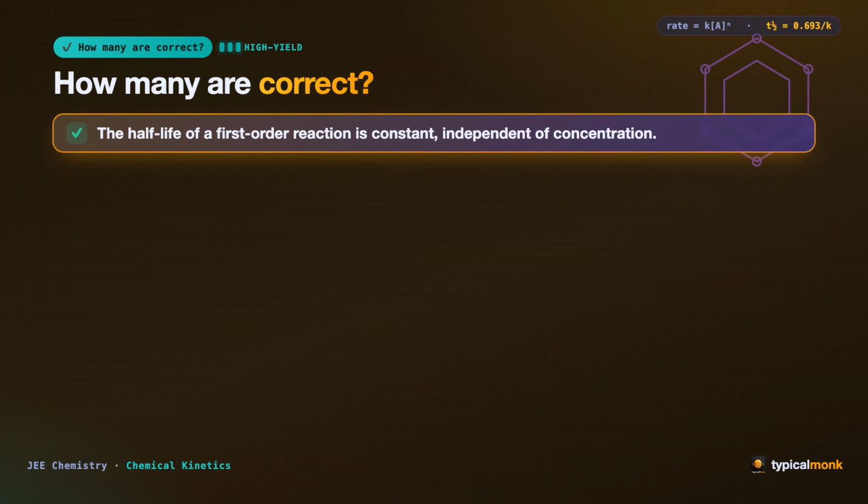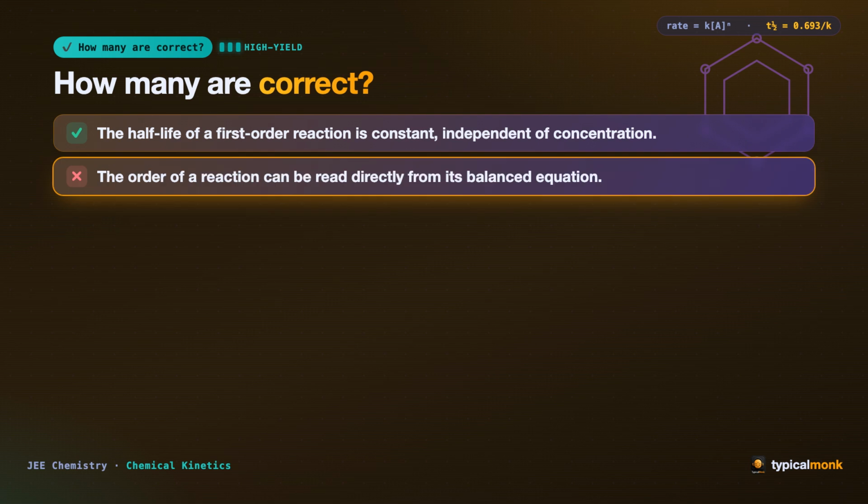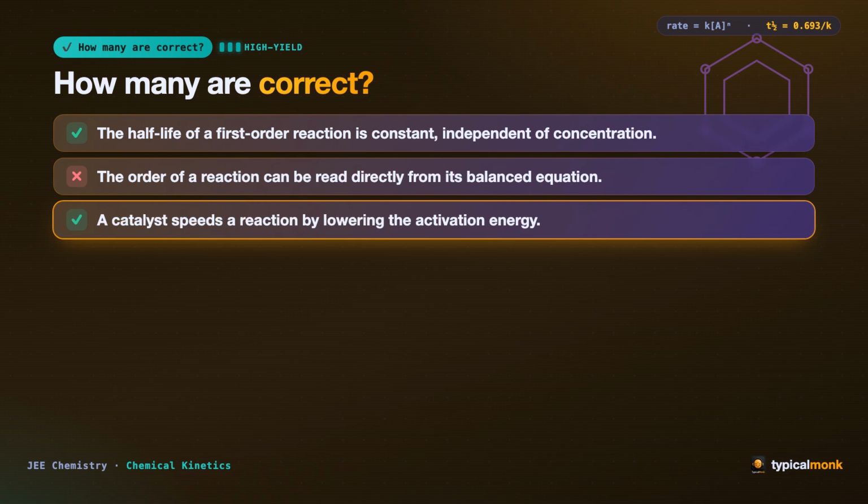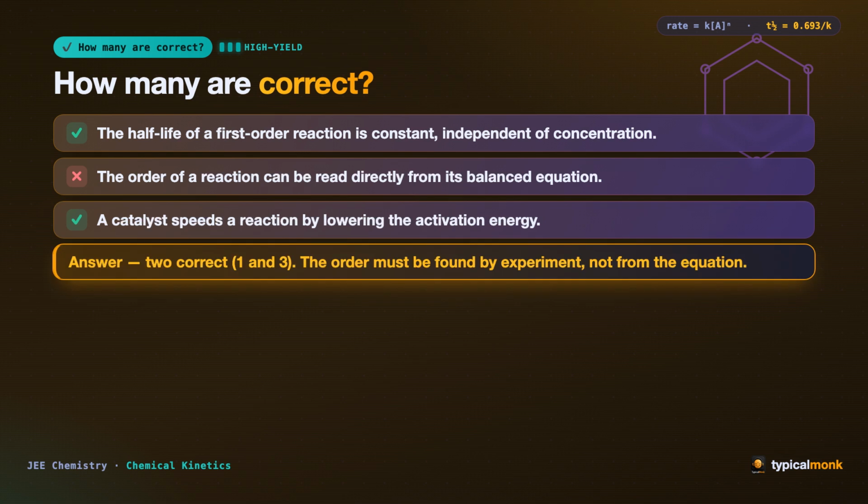Now, how many of these 3 statements are correct? 1. The half-life of a first-order reaction is constant, independent of concentration. That is correct. 2. The order of a reaction can be read directly from its balanced equation. That is wrong. The order must be found by experiment. 3. A catalyst speeds a reaction by lowering the activation energy. That is correct. So the correct statements are 1 and 3. The trap is statement 2. The order is experimental, not read from the equation.